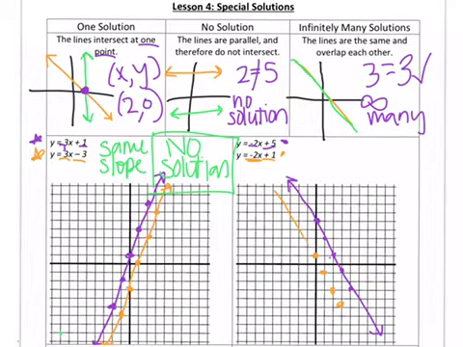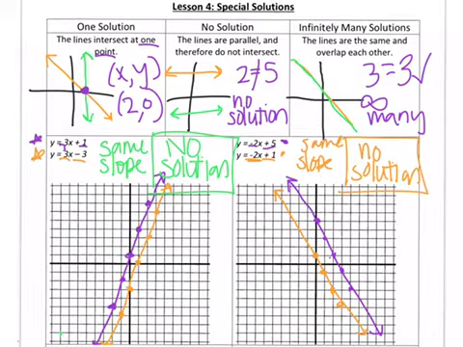So you guys can already see, again, it's just like our first example. They have the same slope, which means they're parallel. So that means they will never cross, so there's no solution to this answer. And that is your final answer. You must write no solution for me to understand that you understand the whole answer.